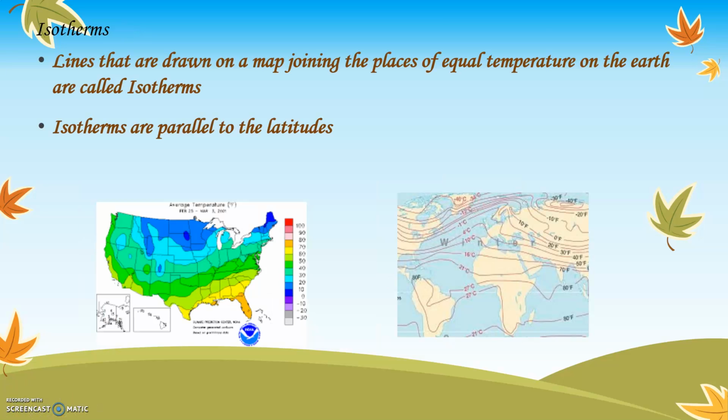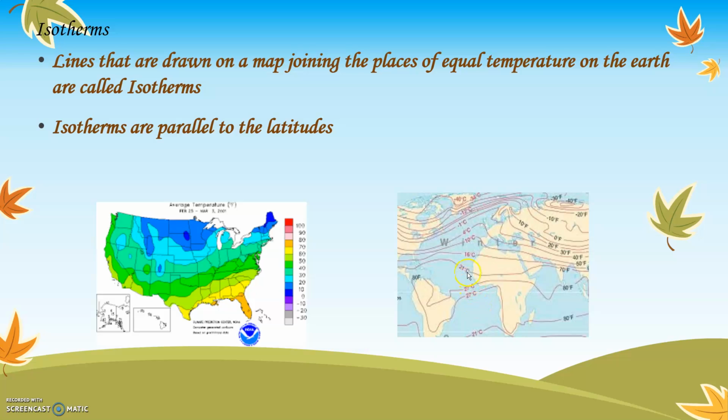Next is isotherms. Lines that are drawn on a map joining the places of equal temperature on the earth are called isotherms. Students, in the previous videos we have learned that temperature on the earth is not the same, it is different. For example, temperature in the equatorial regions near the equator is extremely high compared to the temperature in the polar regions. So in some areas it is high, some areas it is low. That is, different lines are drawn which connect places of equal temperature. That is called isotherms.